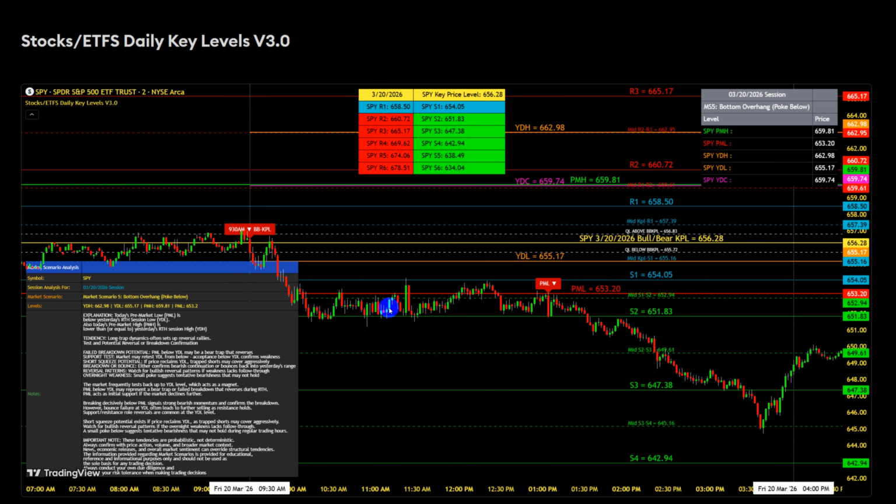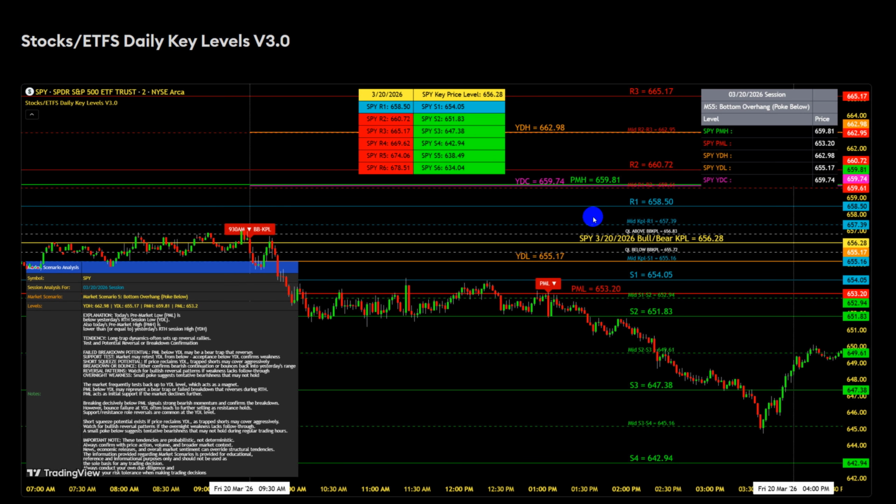Okay, so this indicator at 9:30 a.m. market open New York time will give you the auto-updated daily key levels for today's session for the symbol that you're on. So the main key levels with this indicator are the bull bear KPL, which stands for key price level, and also the R1 levels above the bull bear KPL and the S1 levels below.